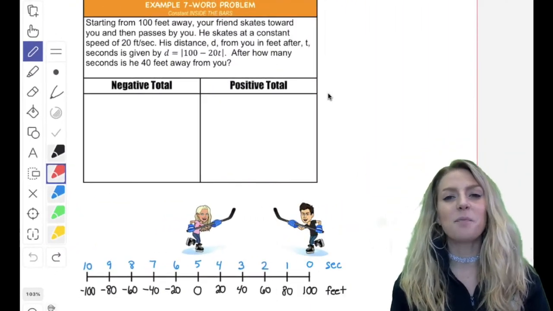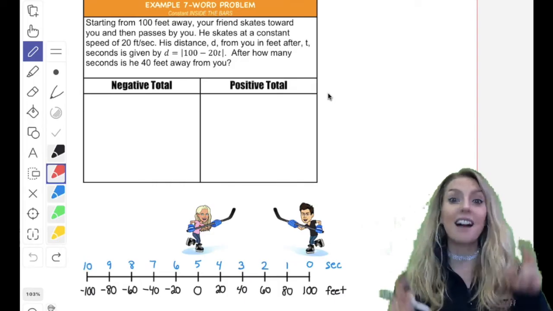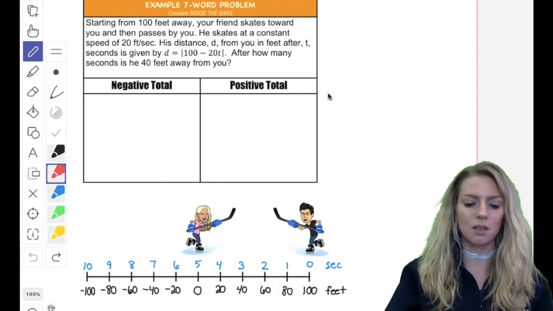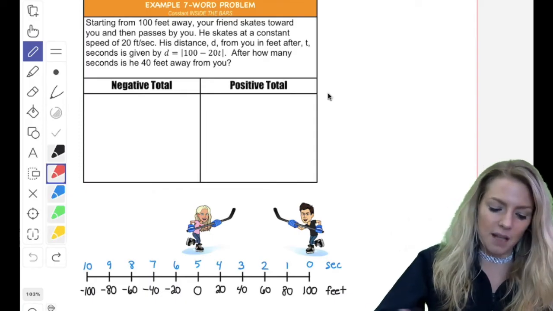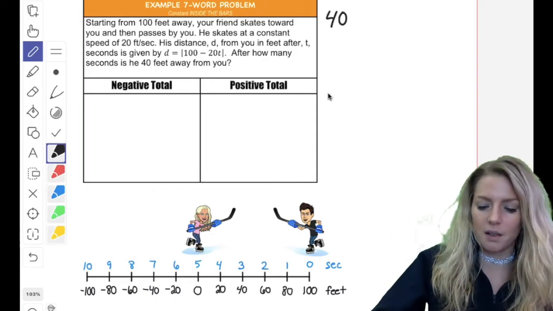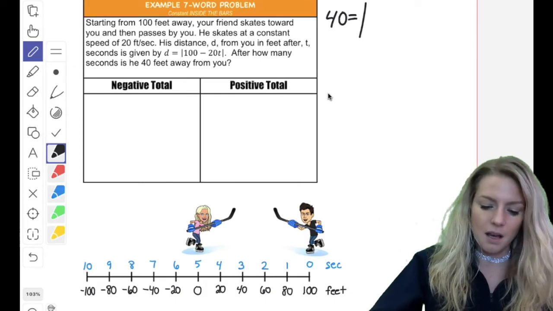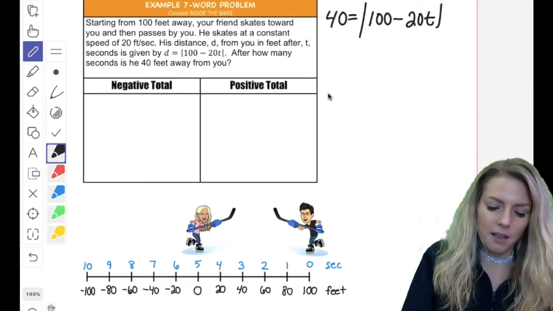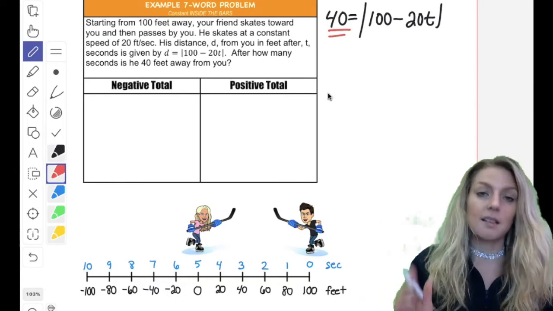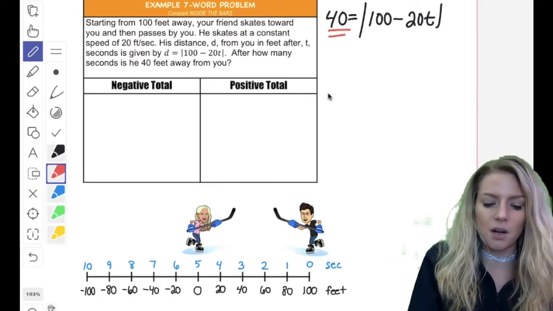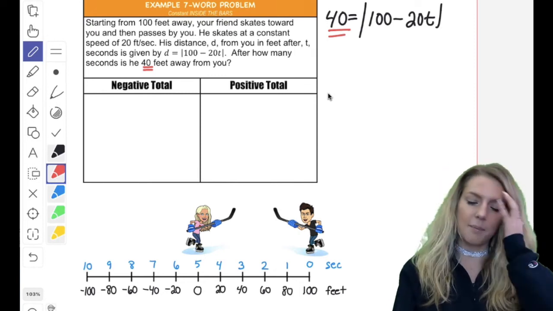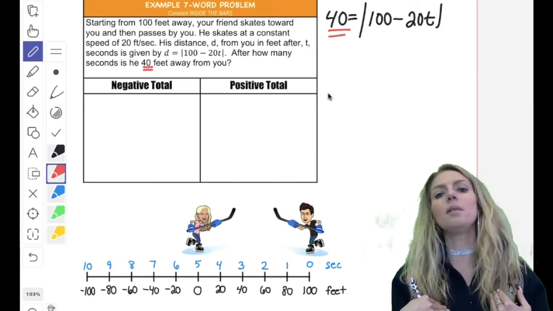Well, that was so nice of my bestie, Mr. Neiro, to stop by and make sure we're using our context clues while solving this word problem, because that's exactly what we're going to do to write this equation. So the equation I'm actually going to write is going to be 40 equals the absolute value of 100 minus 20t. And the reason I replaced the d with 40 is because d stands for distance, and I wanted to know when my friend was 40 feet away from me.